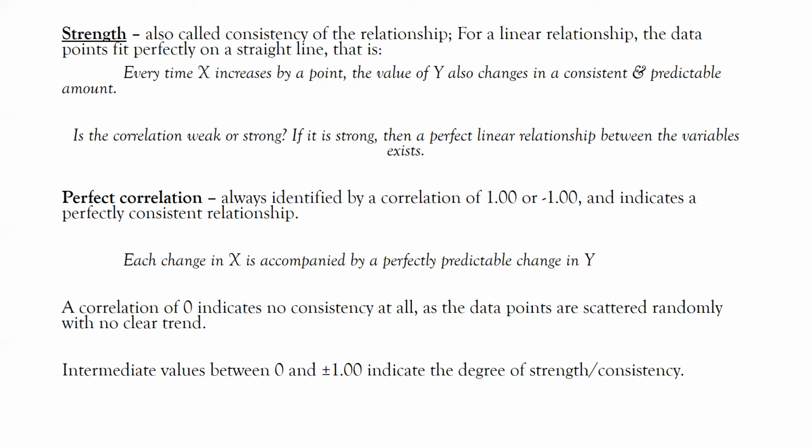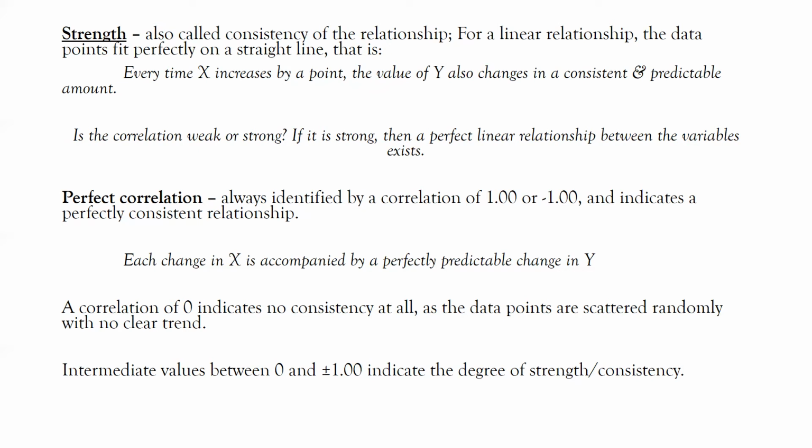because the data points are very scattered, and are scattered randomly in the graph, and there's no clear trend. You could infer that the correlation is very low and it is very weak. And if it is near 0, then there's no clear trend there. Usually in correlational research, what we will find are intermediate values between 0 and positive or negative 1, which tells us the strength or consistency of the relationship.